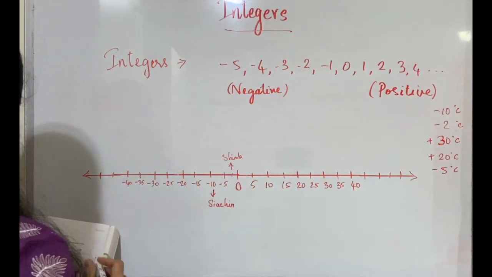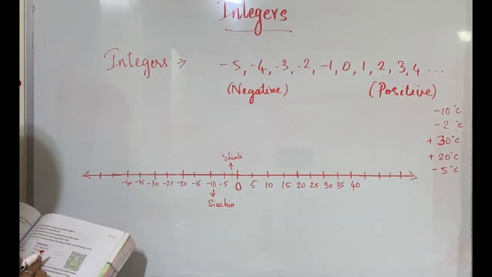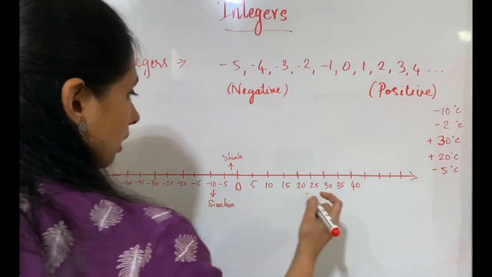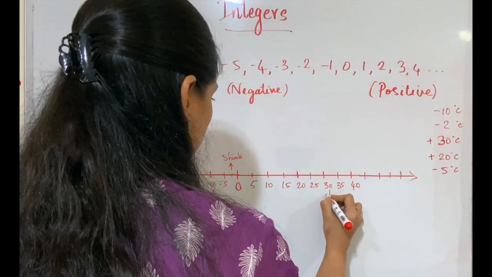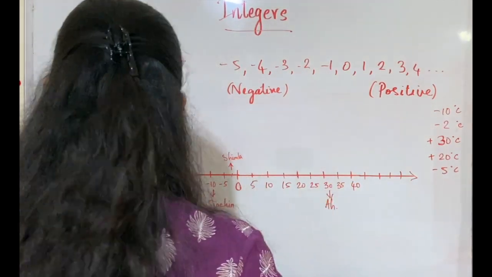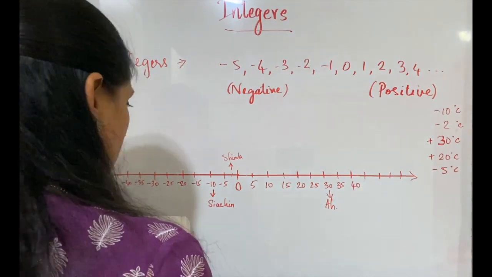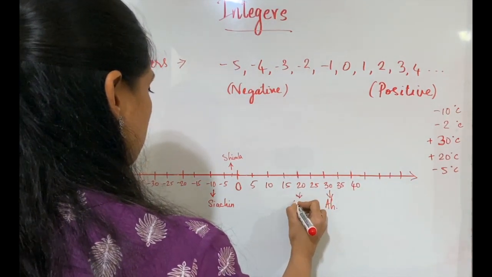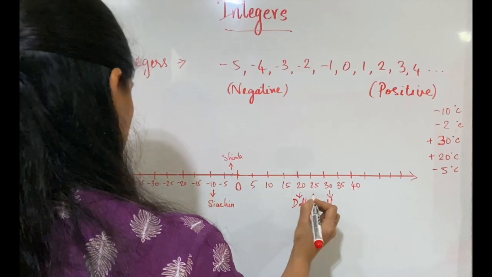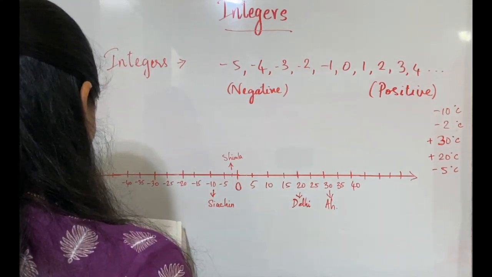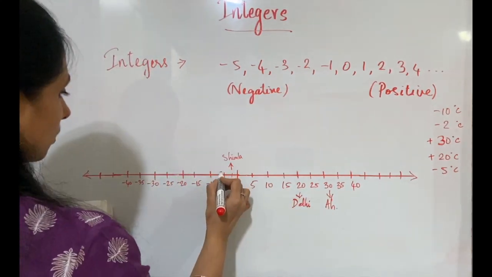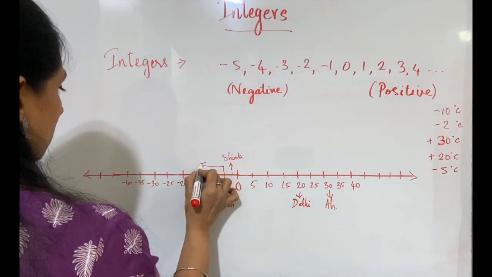Then 30 degrees above 0 degrees is Ahmedabad. Here it is, Ahmedabad. Then 20 degrees above 0 degrees is Delhi. Then Srinagar is 5 degrees C below 0 degrees. So this is, I am writing it here.